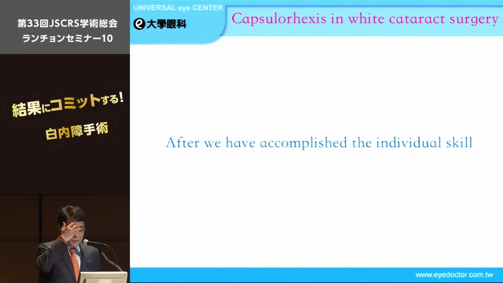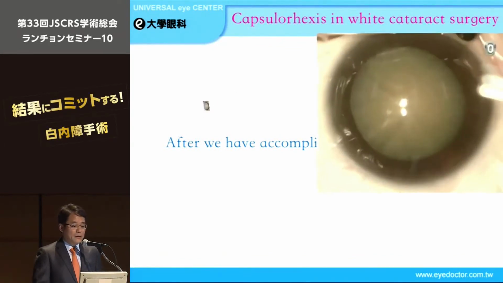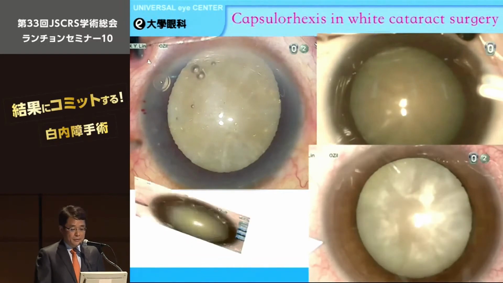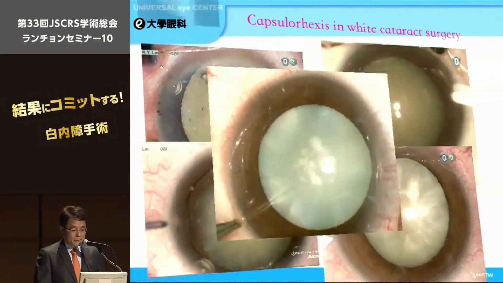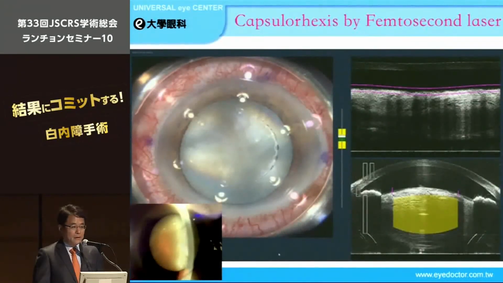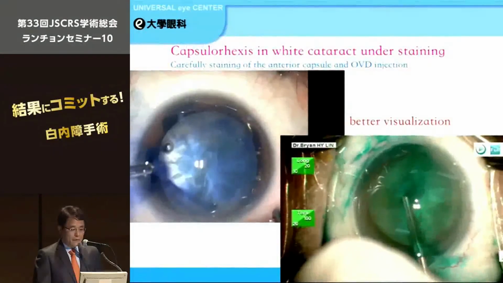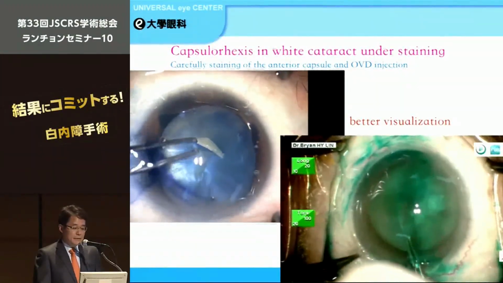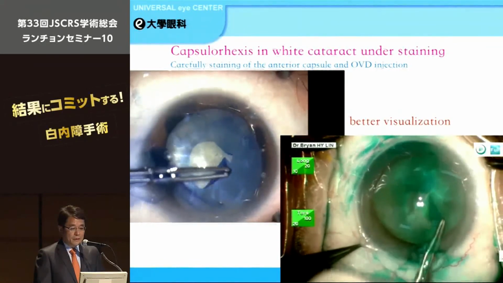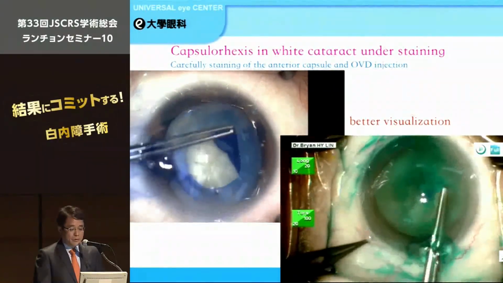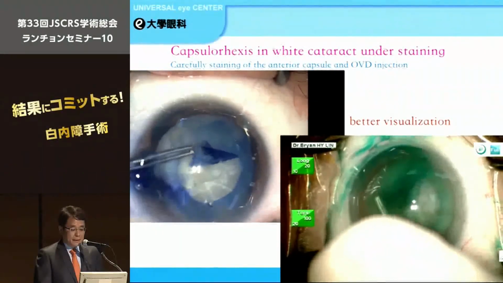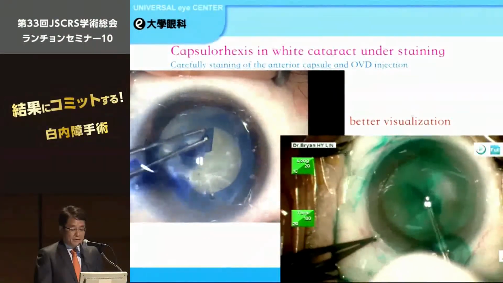After we have accomplished the individual skill, we are going to perform capsulorhexis in white cataract surgery. Of course, capsulorhexis by femtosecond laser is the best way. However, not every patient can afford it. After careful staining of the anterior capsule and OVD injection, we can perform the capsulorhexis under better visualization.